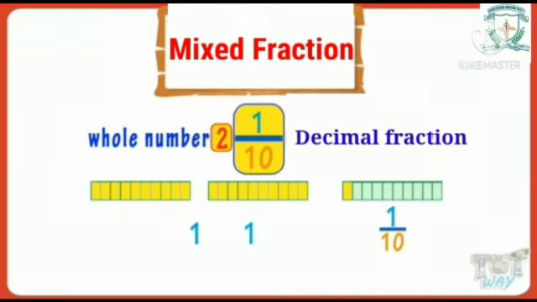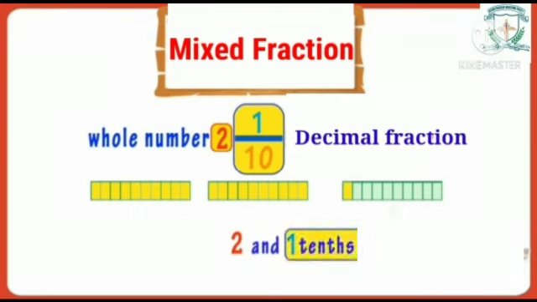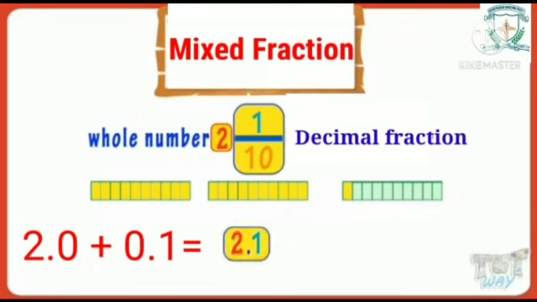Therefore, the fully shaded strips are considered as a whole, that is 2 wholes, and the third strip is considered as 1 by 10. 2 and 1/10. 1/10 is equal to 0.1. 2 in decimal form is 2.0. Now add 0.1 to 2.0, that is equal to 2.1. Thus 2 1 by 10 is written as 2.1.